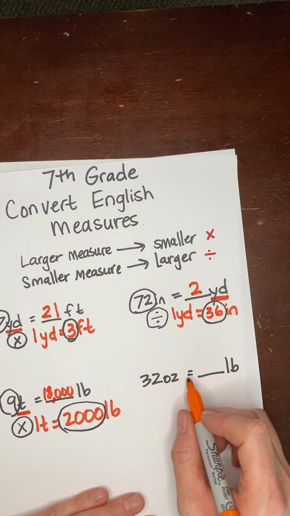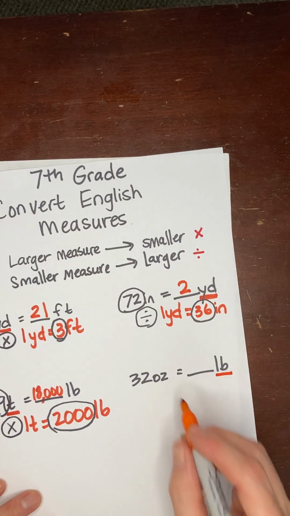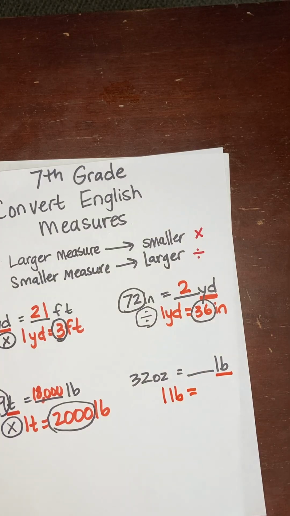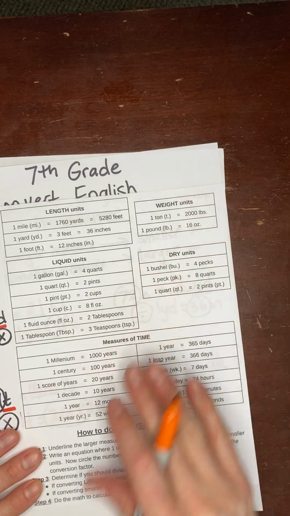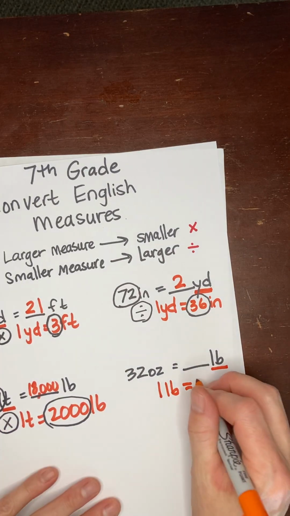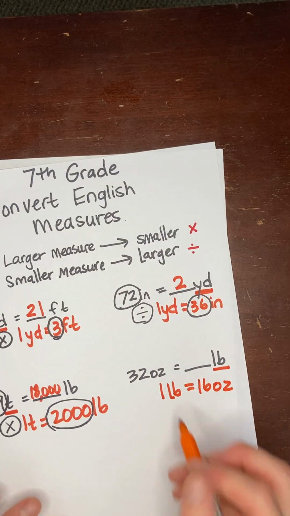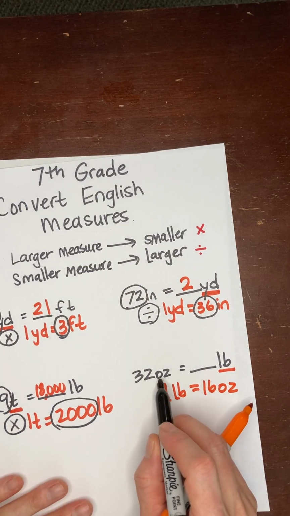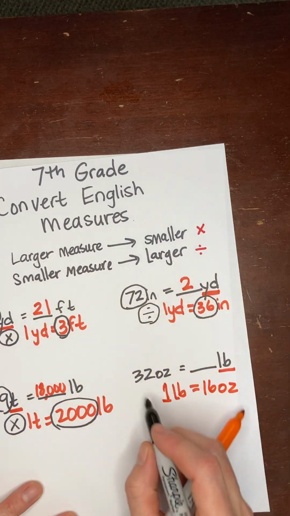32 ounces equals how many pounds? Well, which one's bigger? Pounds are bigger. So I'm going to write an equation. 1 pound equals how many ounces? Well, let's look on here. We're doing weight. 1 pound equals 16 ounces. So 16 ounces. Sorry, this looks like a 16 or something over here. It's 1 pound. All right, I'm going from a smaller measure to a larger one. Smaller measure to larger, I'm dividing.